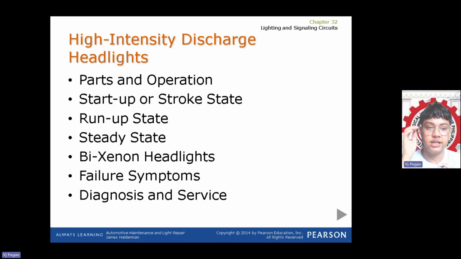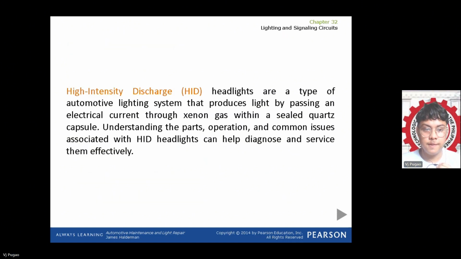High intensity discharge headlights: the parts and operation, the startup and strike state, run-up state, steady state, bi-xenon headlights, failure symptoms, and diagnosis and service. HID headlights are a type of automotive lighting system that produce light by passing an electrical current through xenon gas within a sealed quartz capsule. Understanding the parts, operation, and common issues associated with HID headlights can help diagnose and service them effectively.